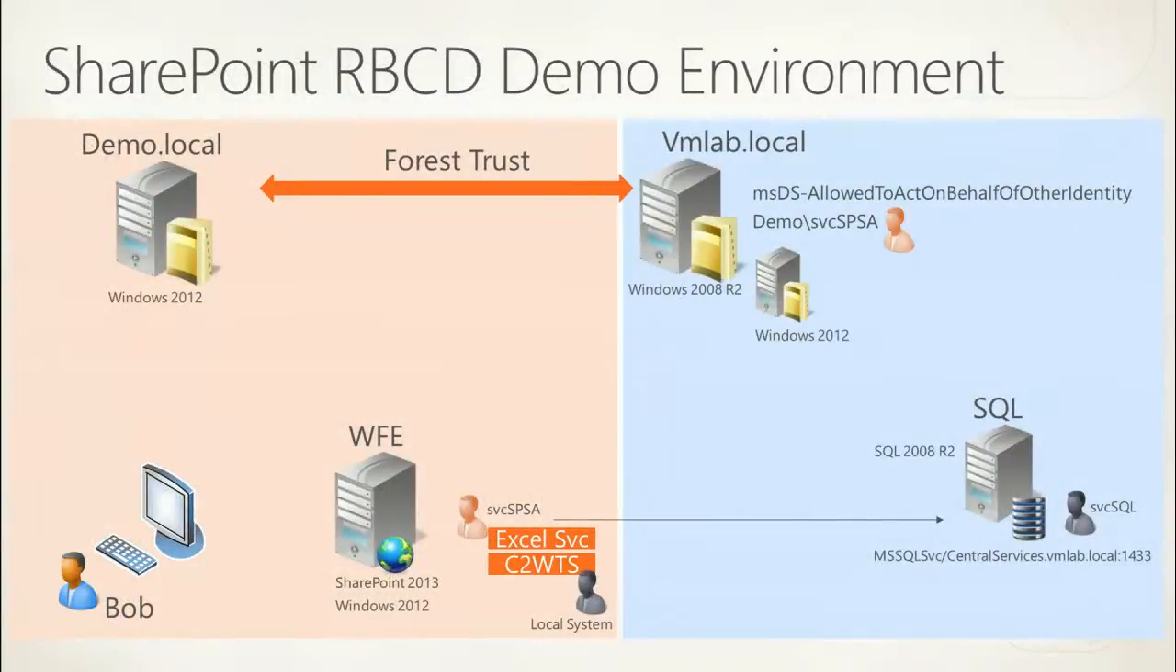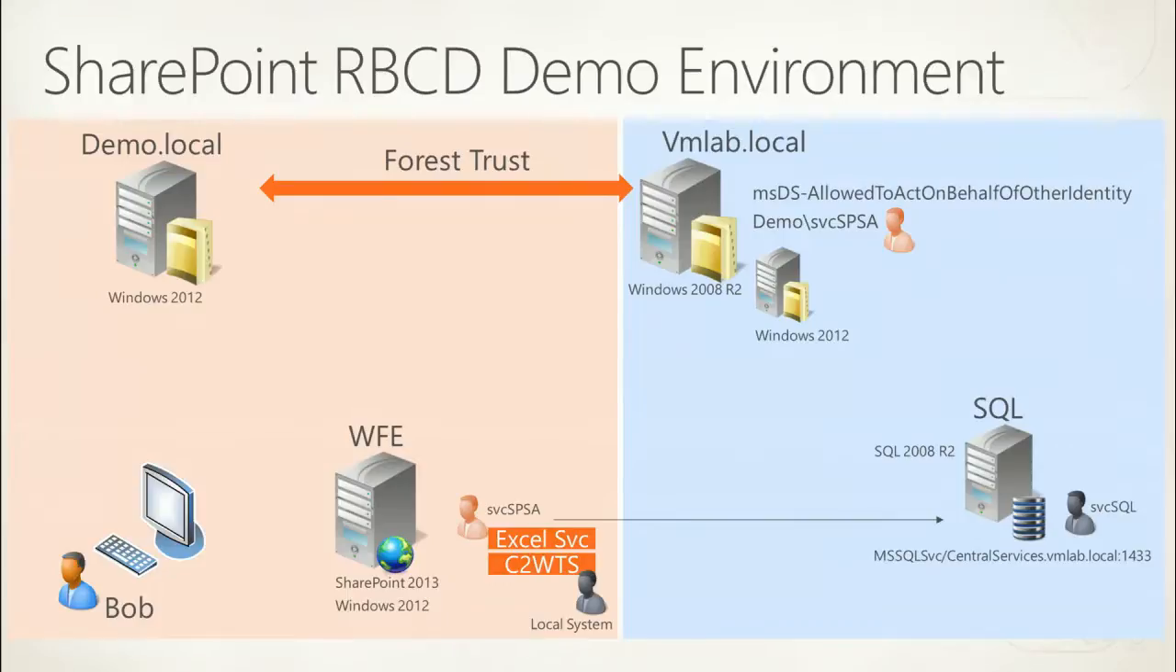Okay, so now we're going to go ahead and take a look at the demo we're going to run. In this scenario, we've got a number of servers. So we have 2 forests. We have the demo.local forest, and then we have the vmlab.local forest. What I've done is I've configured two-way forest trust between the 2 forests. I have a SharePoint 2013 environment running Excel services. Excel services is running as a service account called SVC SPSA. We have claims to Windows token service running with Excel, and it's running as local system.